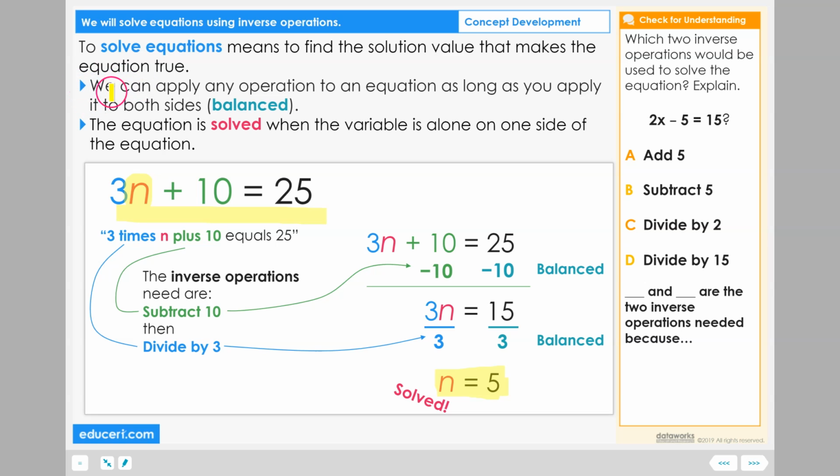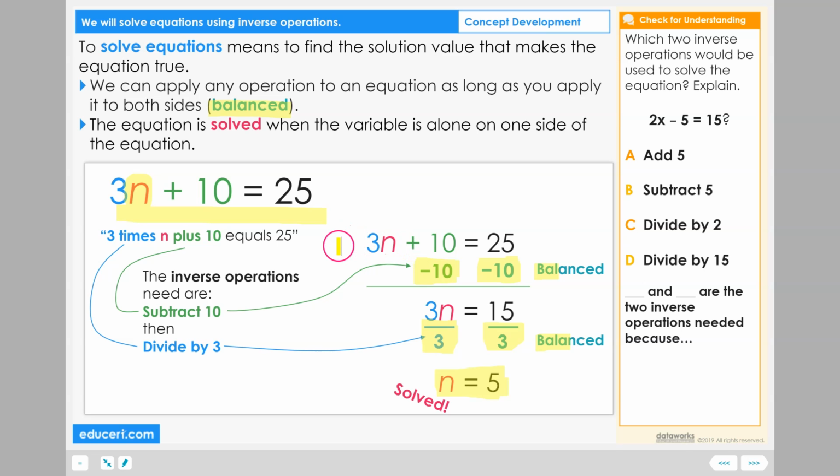When solving an equation, we can apply any operation to an equation as long as you apply it to both sides, keeping the equation balanced. So here, when we decided to subtract 10, we needed to make sure that we subtracted 10 from both sides. Down here, we decided to divide by 3, which is fine as long as you divide by 3 on both sides, keeping the balance.